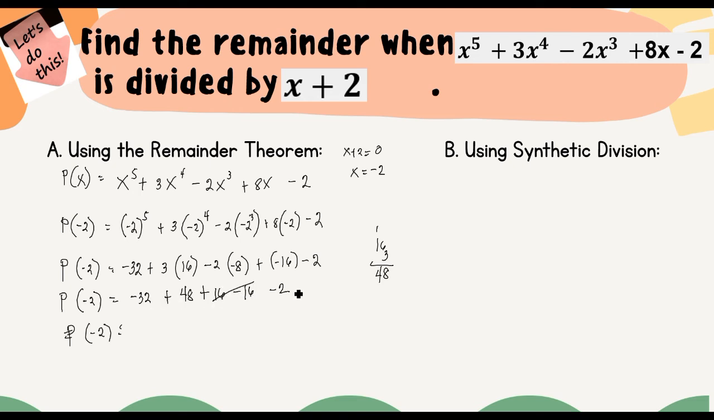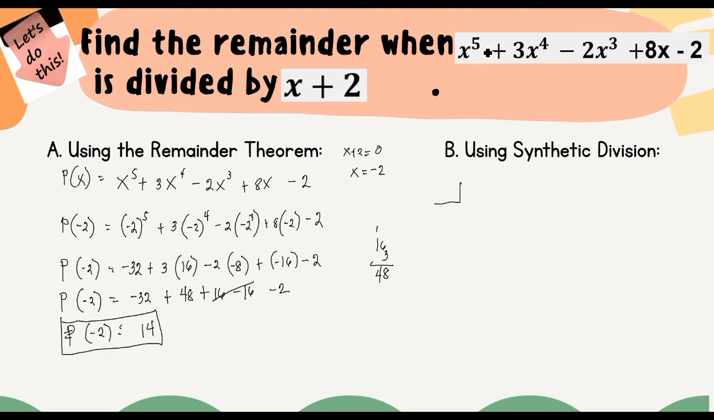Negative 32 plus negative 2 is negative 34. Minus natin or plus natin sa positive 48. So, magiging positive 14. Okay po? So, that is P of negative 2. So, let us check using our synthetic division, kung parehas yung makukuha natin.